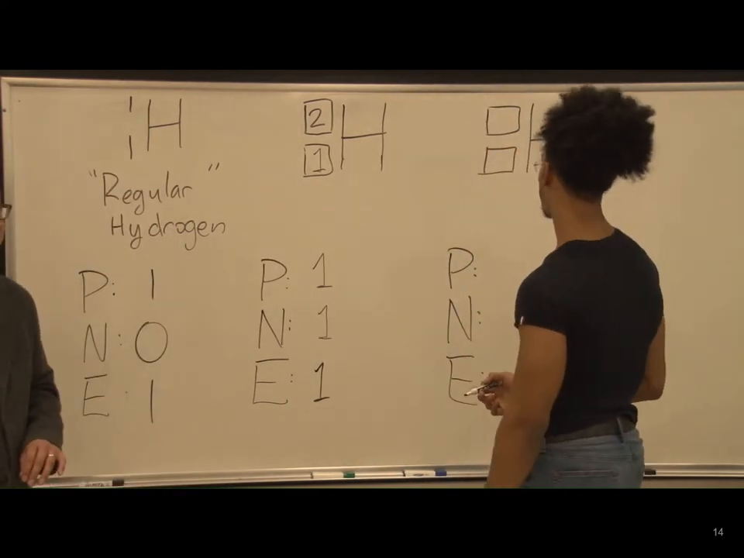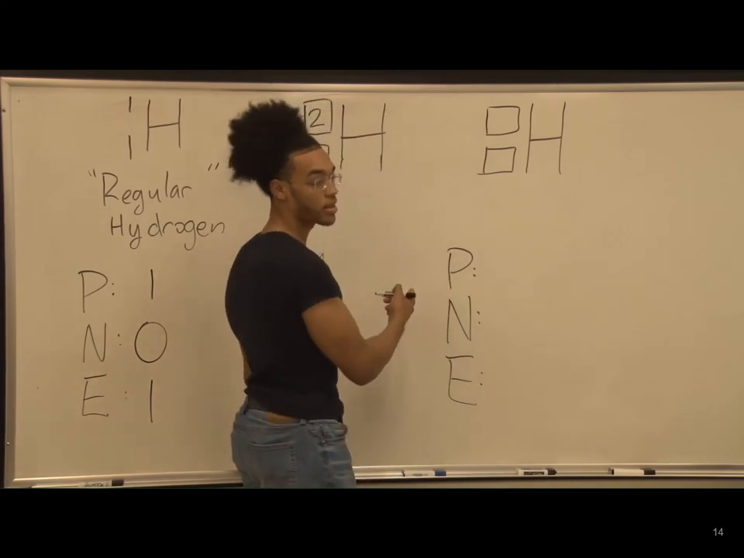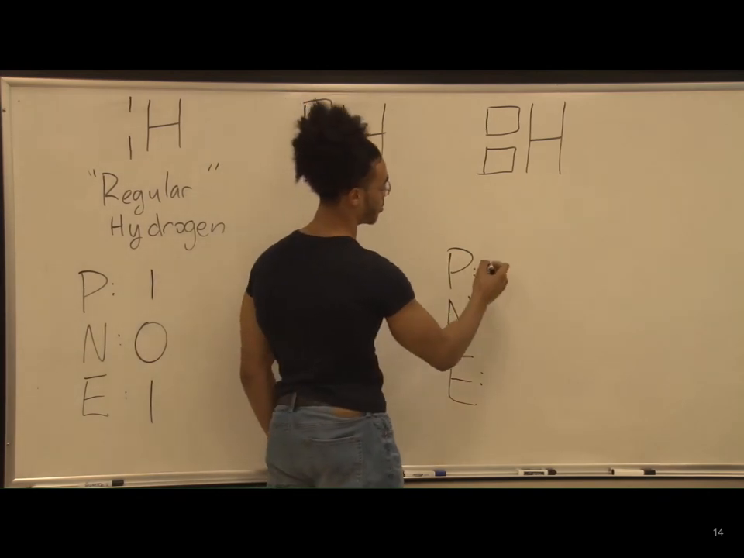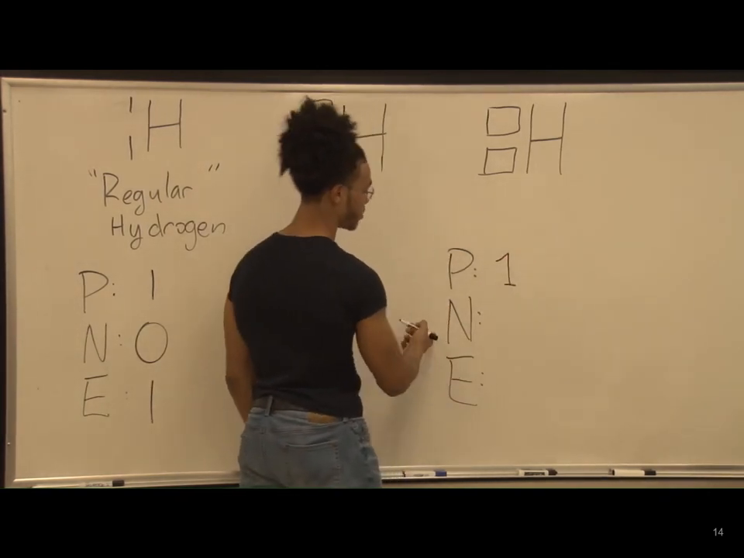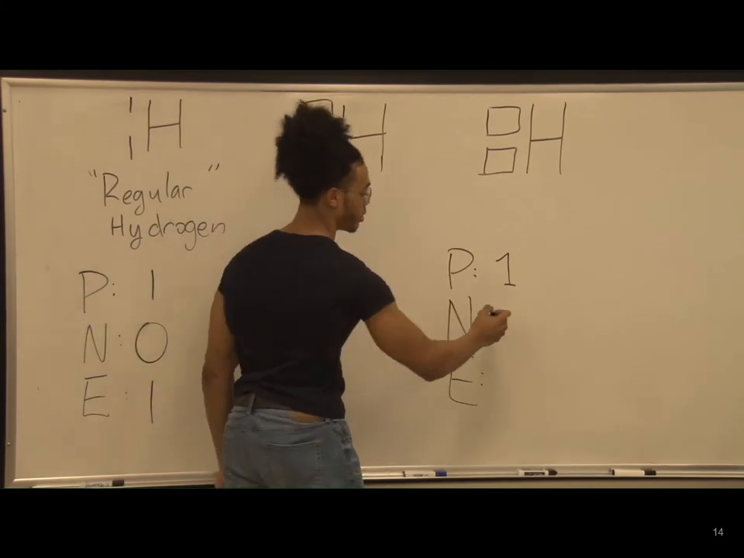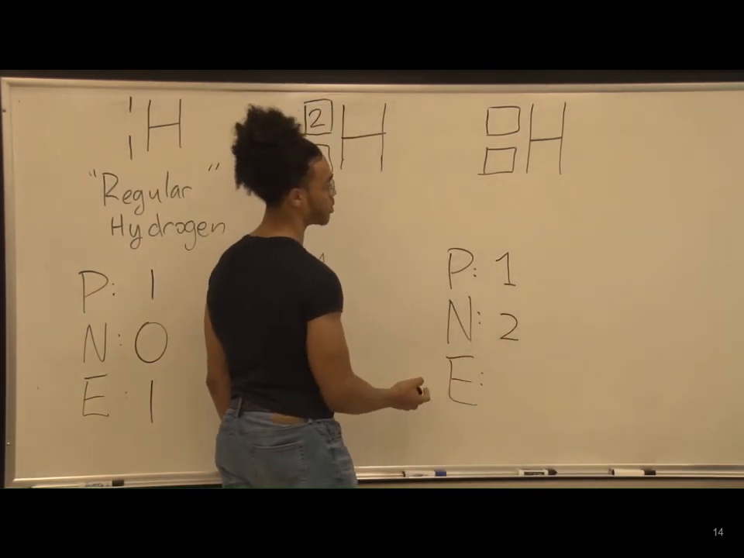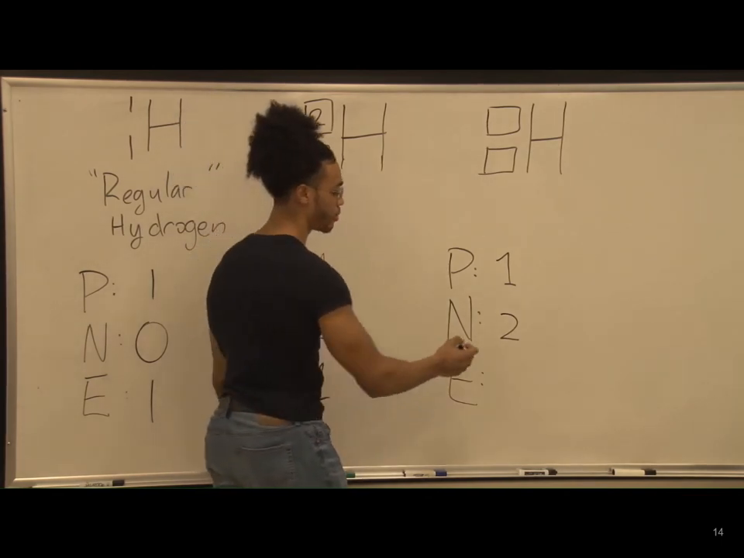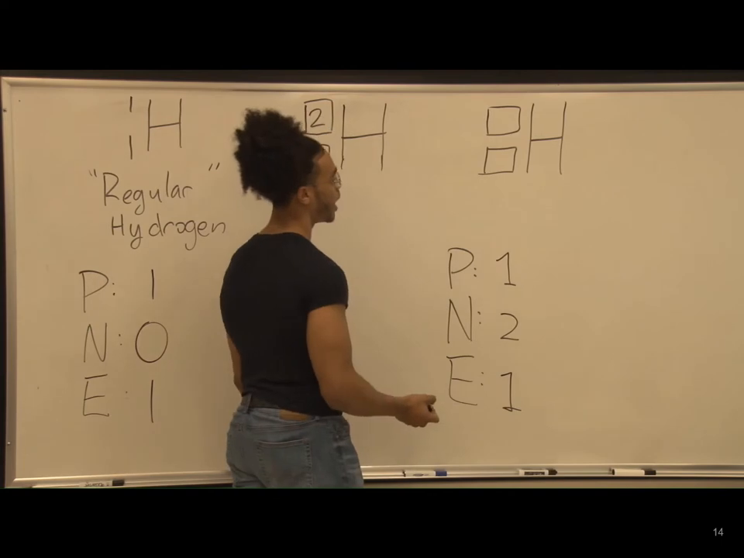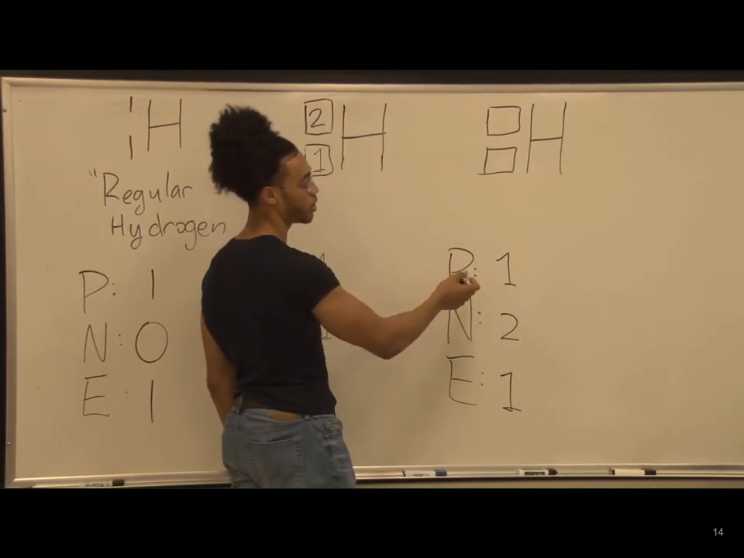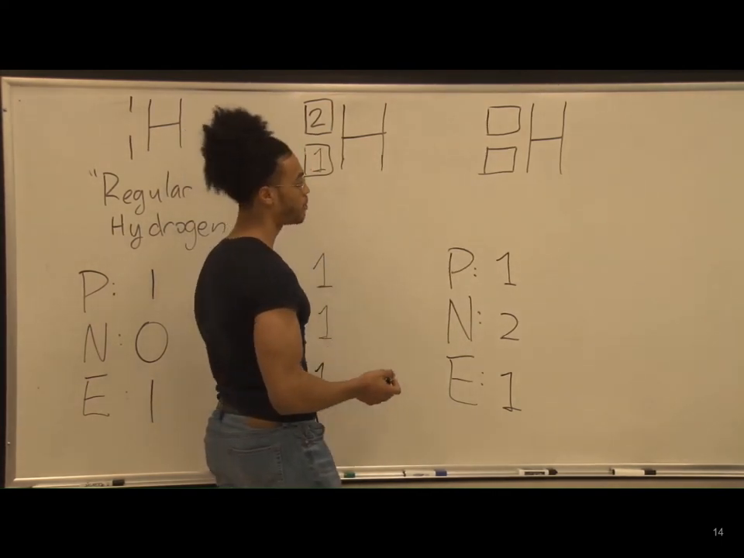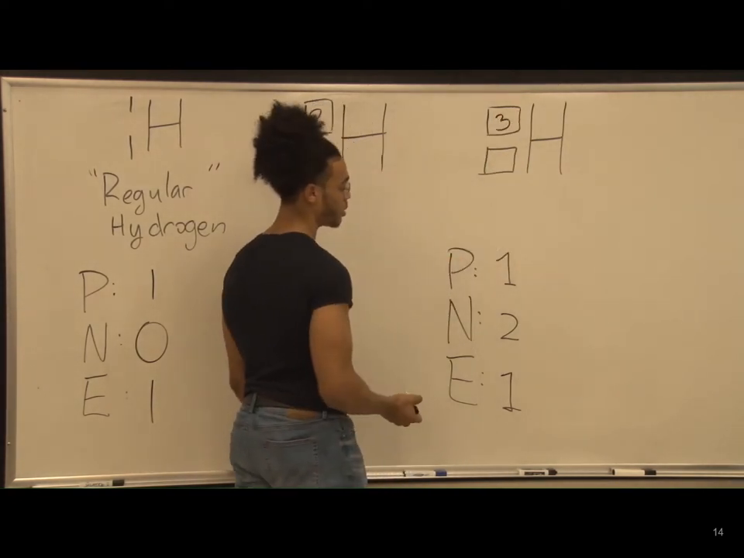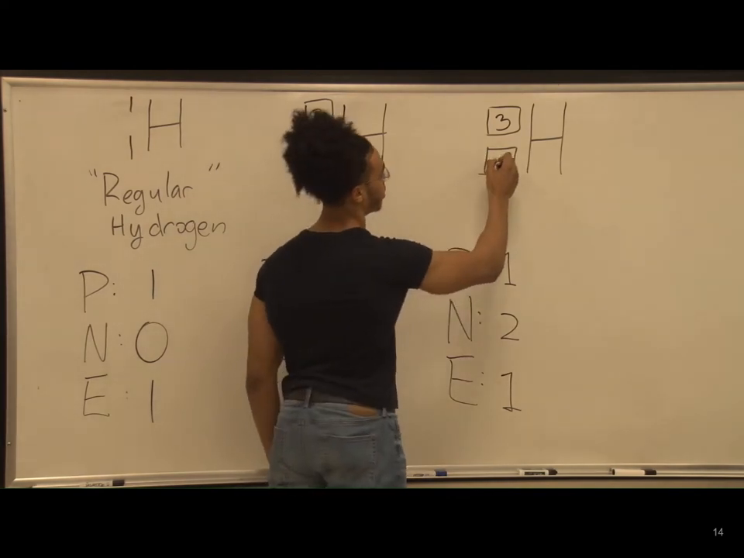Another isotope? Yes, I can. So, again, protons never change because if we change protons, we would be introducing another element. So, we keep it as one. We can possibly change neutrons to two this time. And electrons would be one also because there's no charge on a hydrogen atom. So we'll keep this at one. So now if we add 2 plus 1, because protons plus neutrons give us the mass number, that will give us 3. And protons never change, so that would be 1.